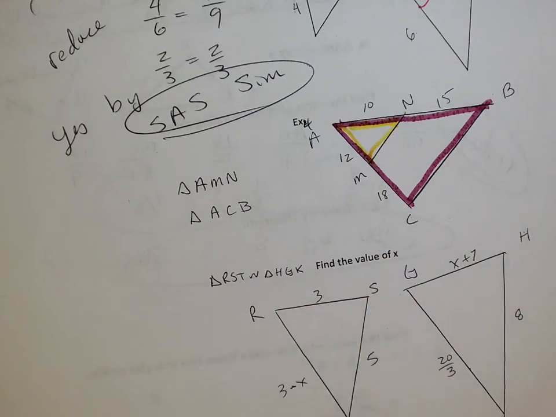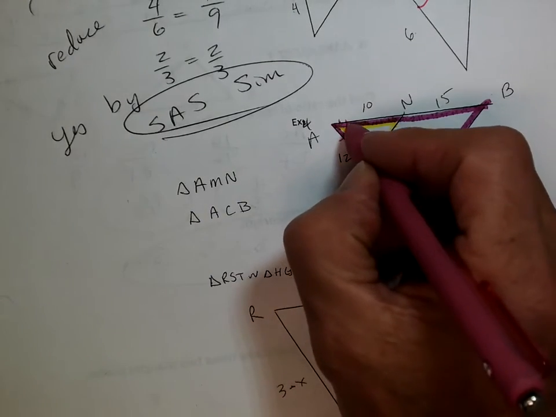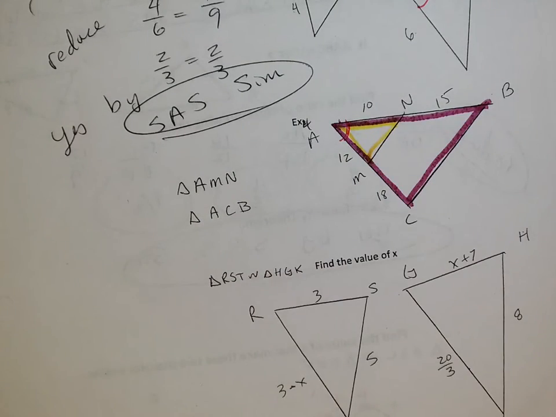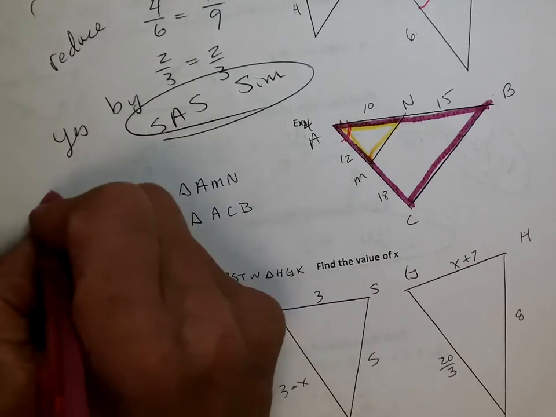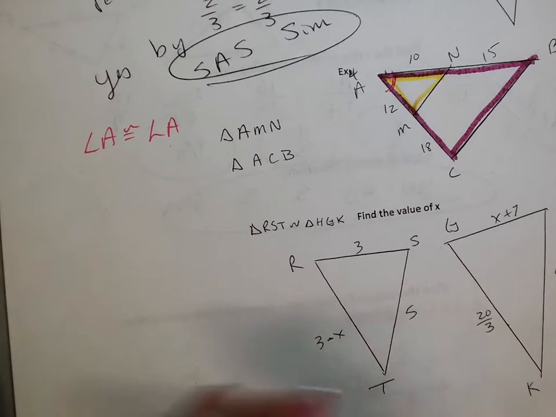Now, right off the bat, they do have an angle that's equal to each other. The top one. You guys agree with Zoe? They both have angle A, and of course, it's got to be equal to itself, right? So right off the bat, I can say, okay, angle A is congruent to angle A. I can just say that because that's one piece I need.